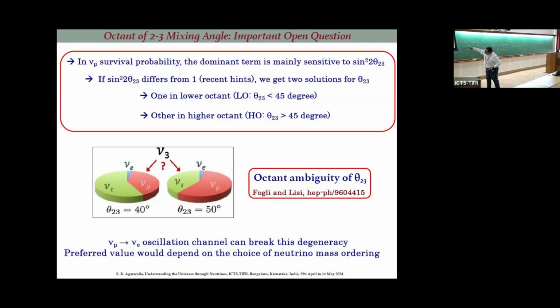And the share of theta 1,3 is almost fixed. Theta 1,3 value is fixed, right? Correct? So this is the physical question you are asking. When you build the nu 3 mass eigenstate, which one takes more share, nu mu or nu tau? That is the issue of octant. Clear? That is the physical meaning of the octant issue.